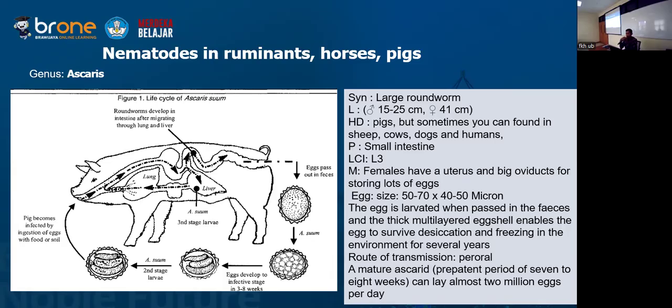Last week, we talked about nematodes in poultry, pets, and fish, right? And today, we're going to continue with nematodes in ruminants, horses, pigs, and wild animals. Okay, for the first slide, I show you Ascaris suum.